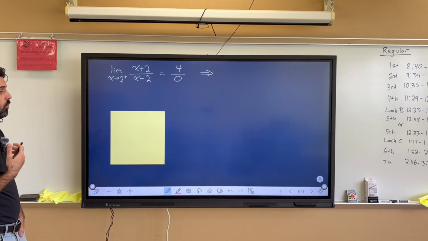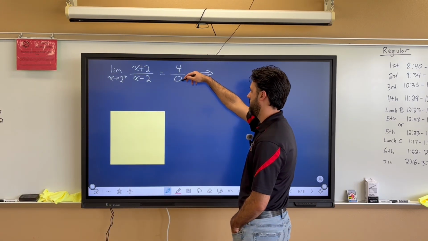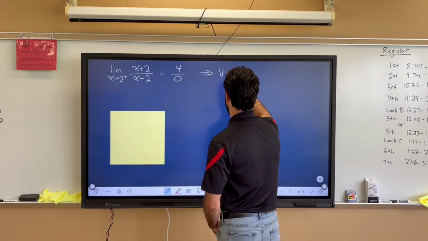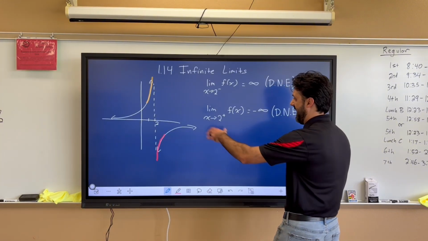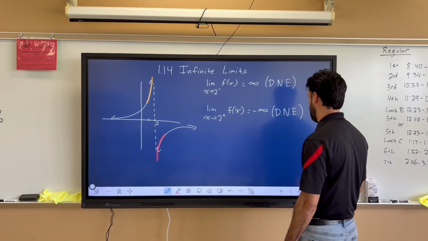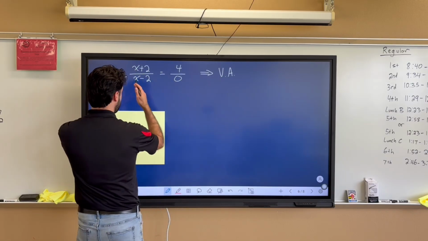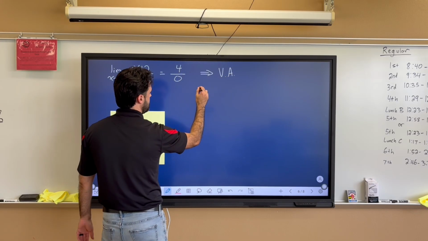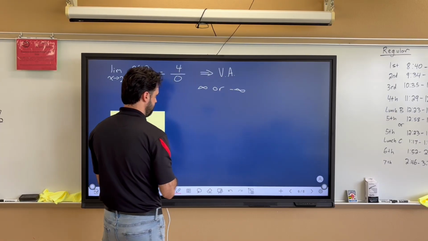Now, what does that tell us? Well, we can't have 0 on the bottom. It's undefined. But on the graph, that produces that vertical asymptote we were just talking about. We get a vertical asymptote when the denominator is equal to 0. Now, here's the question. Because there's a vertical asymptote, we know the answer is either infinity or negative infinity.